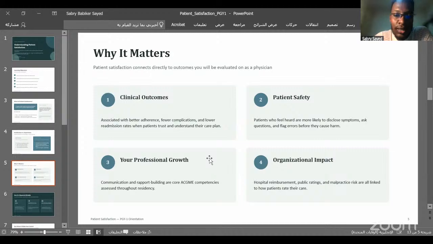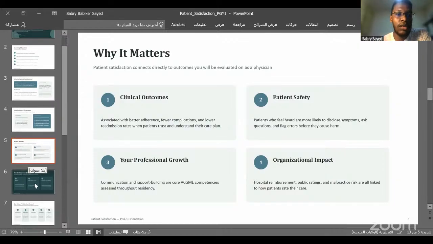And then the organizational impact: hospital reimbursement, public rating, and malpractice risk are all linked to how patients rate their care. So it's all a chain, connected one to another. If the patient's satisfaction is good, then the patient's safety and clinical outcome would also be good. And then your own professional growth, your own reflection on the hospital would also be good, and then the organization or healthcare setting that you are working in will have a good rating as well.